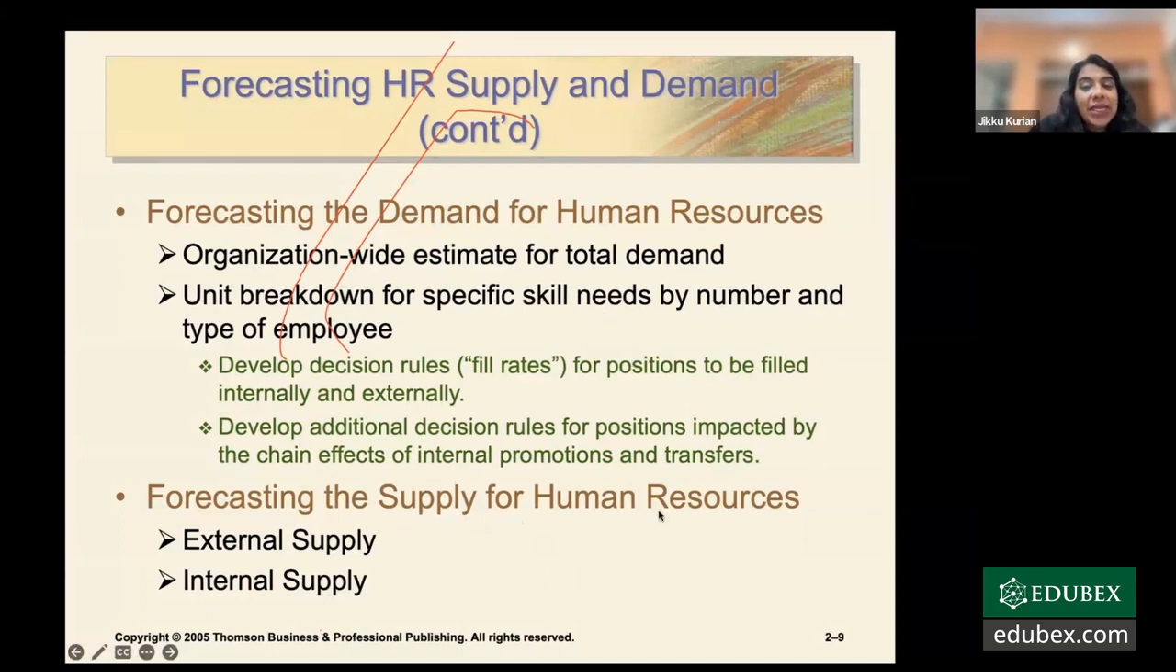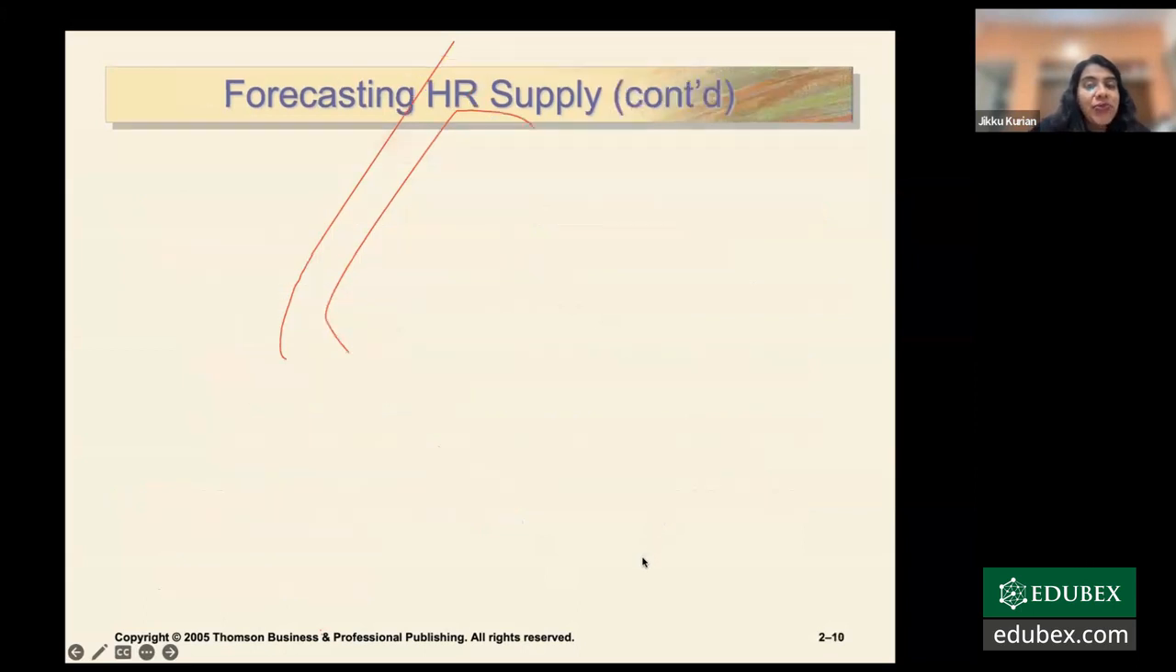So we have forecasting the supply for human resources. We have external supply and internal supply. That is what we already discussed. External supply is what is available in the market, and internal supply is what you have within the organization.